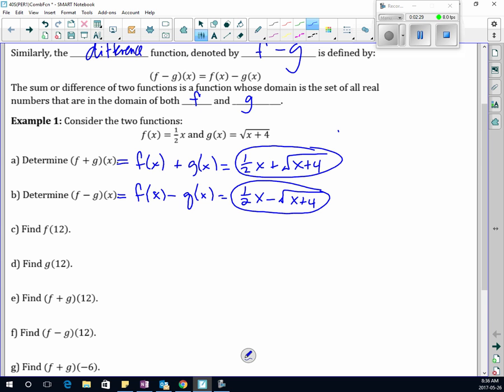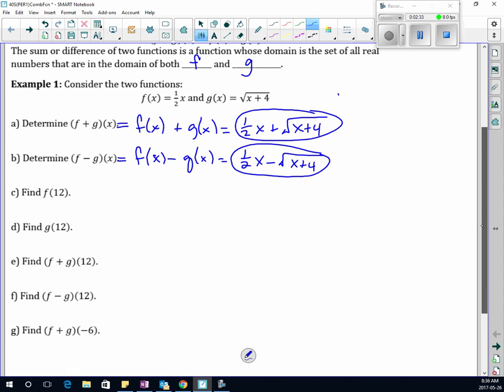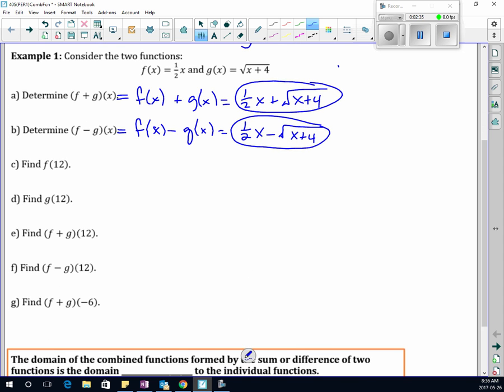Does everybody remember how to find f of 12? You plug 12 as the input, so you get 1/2 times 12, which is 6. Again, you don't have to show all these steps. I'm just showing my steps for you guys. What about g of 12? So that would be the square root of 12 plus 4, which is the square root of 16, which is 4. Again, you could have done mental math and got that.